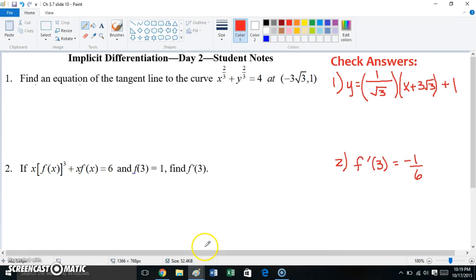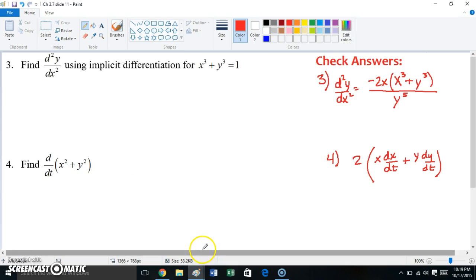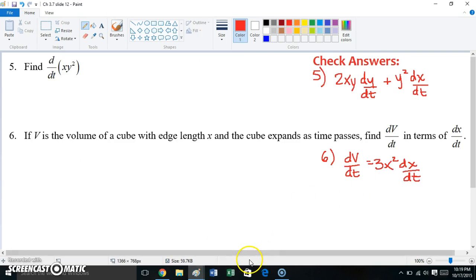So question 1 and 2 answers are here. Question 3 and 4 answers are here. And I have written them in vectored form. Question 5 and 6 answers are here.